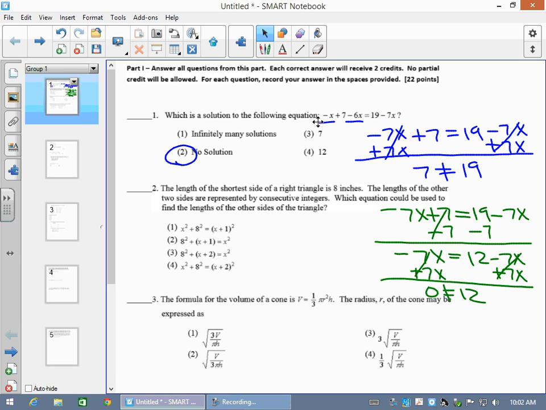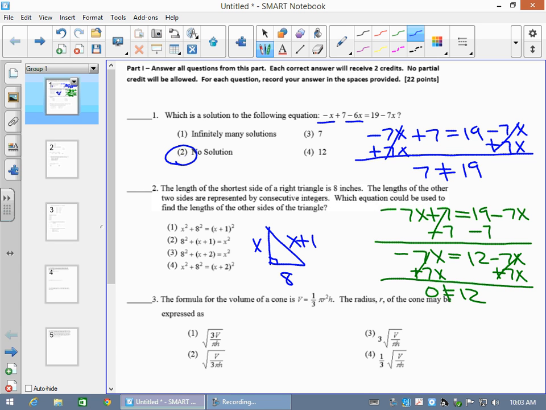Looking at question 2, the length of the shortest side of a right triangle is 8 inches. So I'm going to draw myself a right triangle. The shortest side is 8 inches. The other two sides are represented by consecutive integers. So I know the hypotenuse has to be longest. So if I'm talking about two consecutive integers, the side here must be x, and the hypotenuse must be x plus 1. Now, in order to find the length of the triangle, you have to think about the Pythagorean theorem, which says that leg squared plus leg squared equals hypotenuse squared. So the answer to this one would have been choice 1.